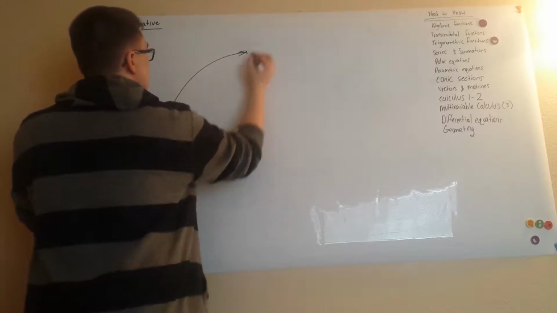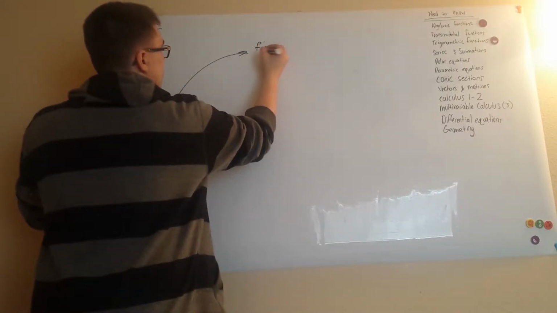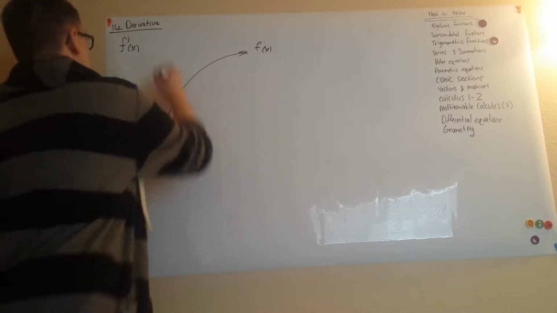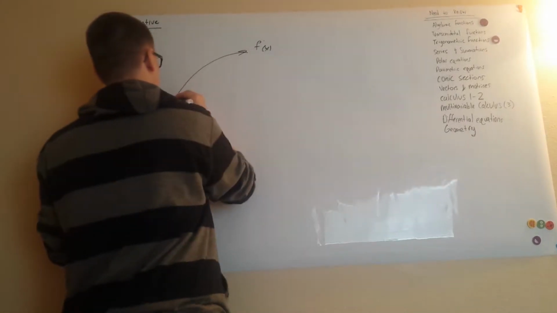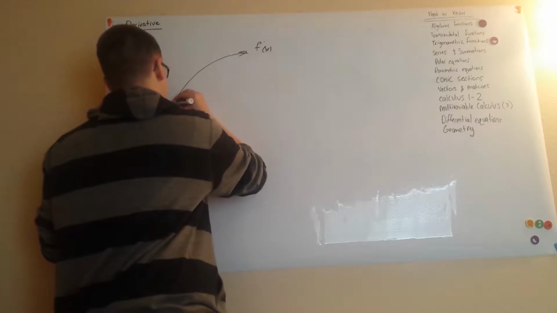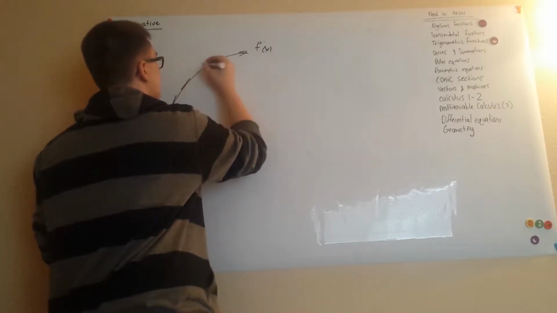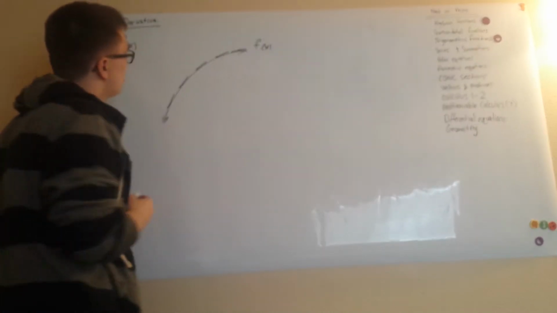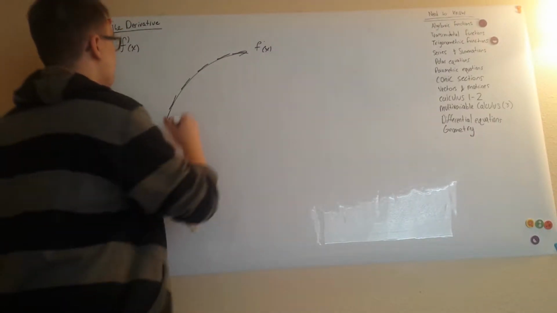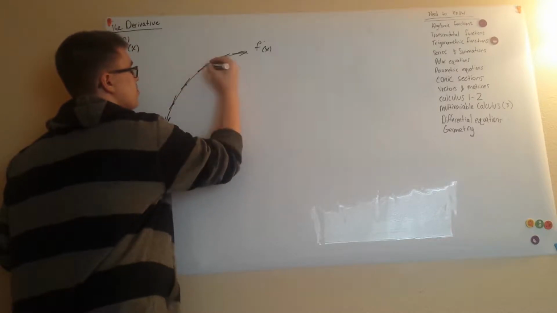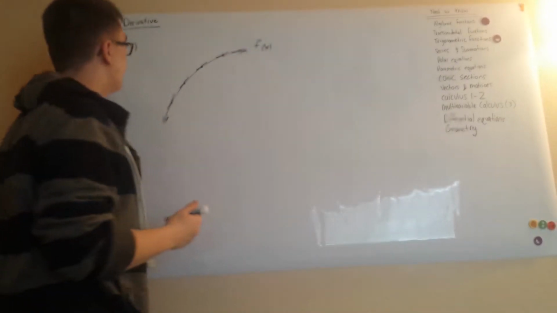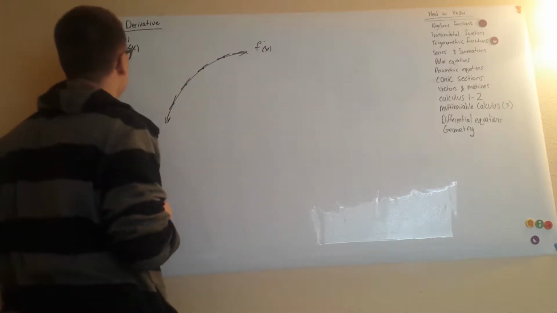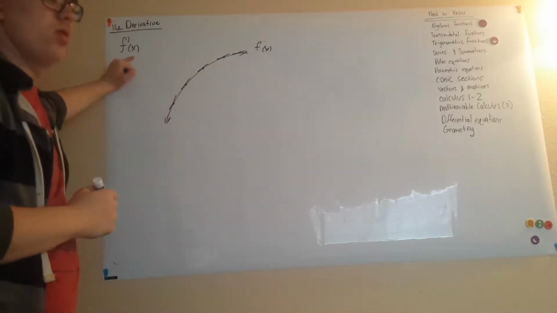So let's imagine this is f of x. Let's imagine all the tangent lines at these points. So I would imagine, hey, that's the tangent line, that's the tangent line, that's the tangent line. These are all tangent lines to these points. And the slopes of the tangent lines are values of the derivative.